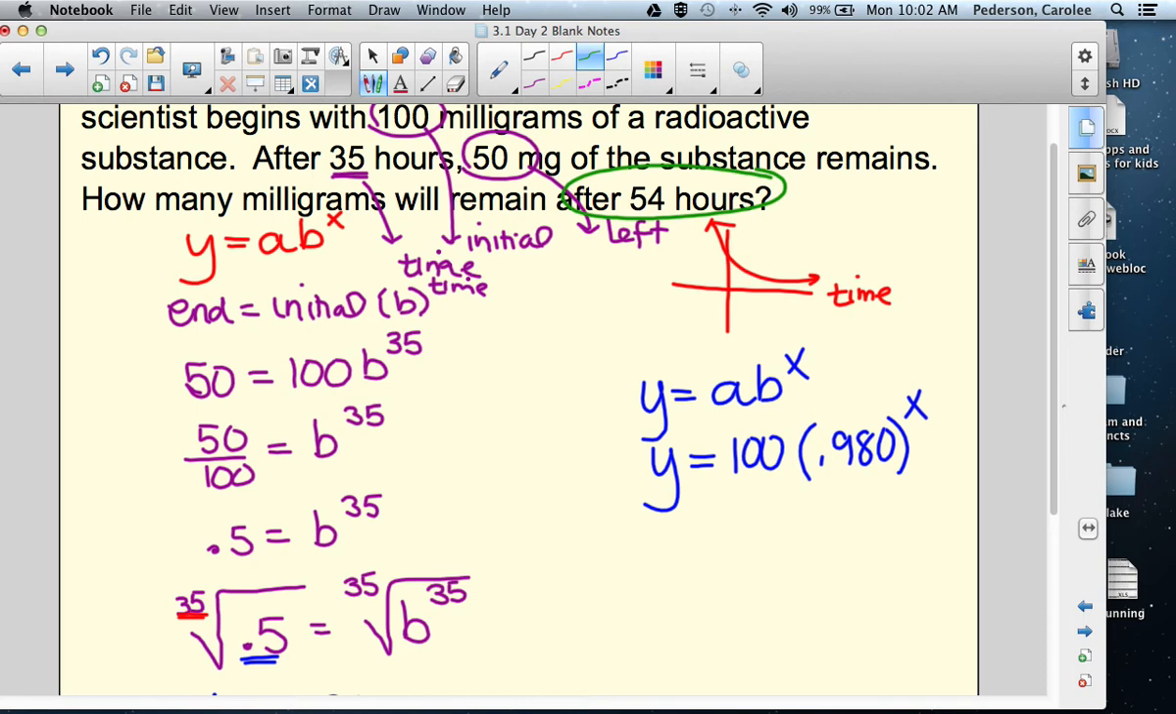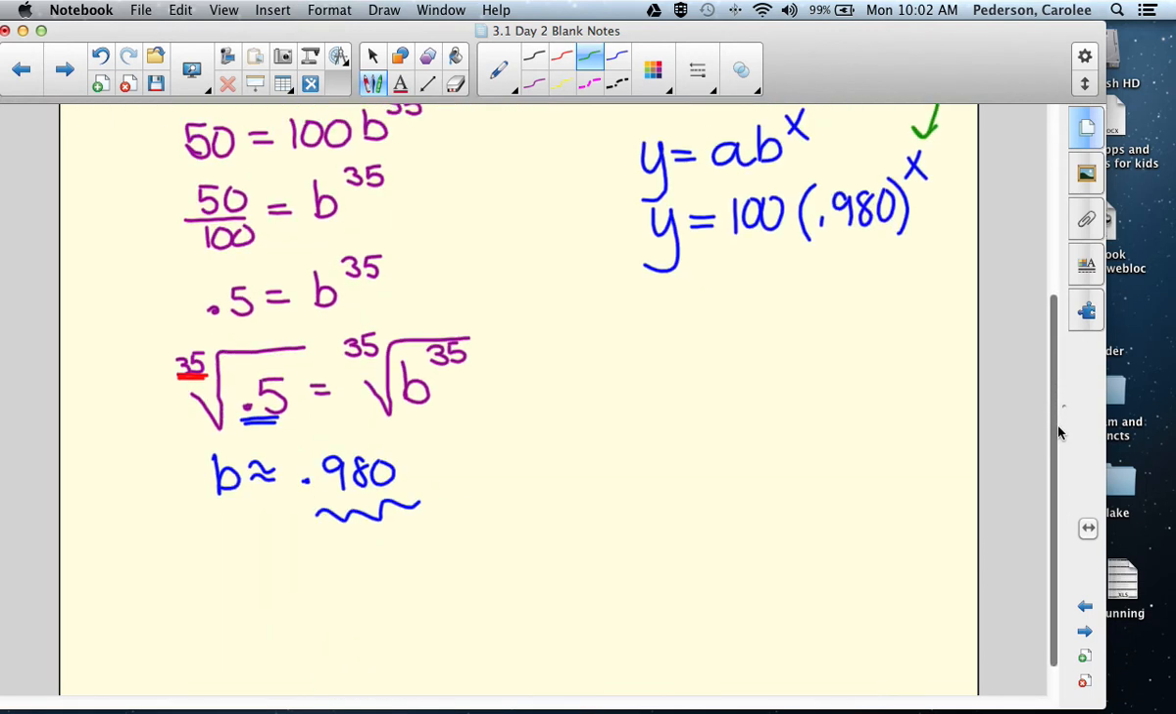We want to find out how many milligrams will be left if we continue on to 54 hours. So 54 is now our time. We're going to substitute that in. So y equals 100, our decay rate multiplier, and then 54.